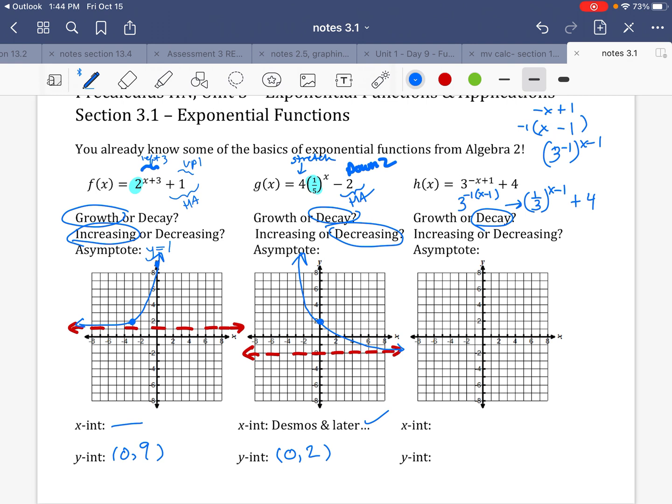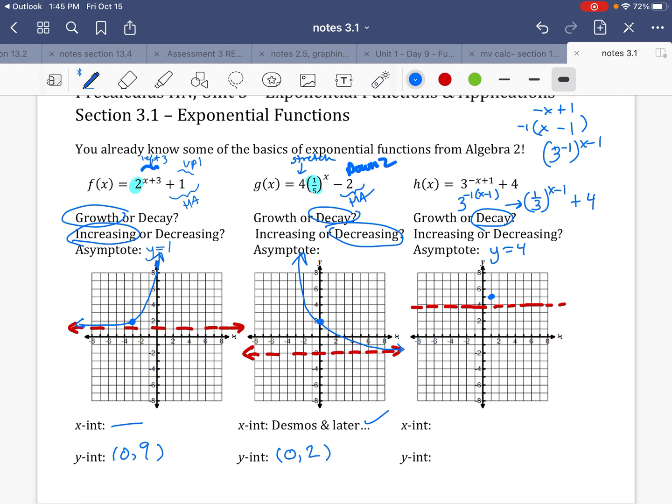It's got moved to the right 1 and up 4. So this 4 back here controls my asymptote. So y equals 4. Okay, so let's draw that asymptote, y equals 4 up here. All right, and that point that I always go through, 0, 1, got moved to the right 1 and up 1, 2, 3, 4. So there it is at 1, 5.